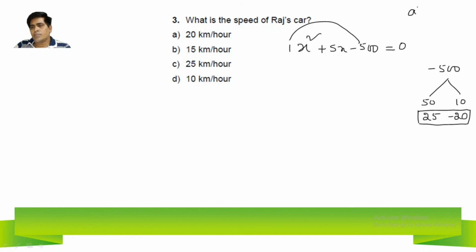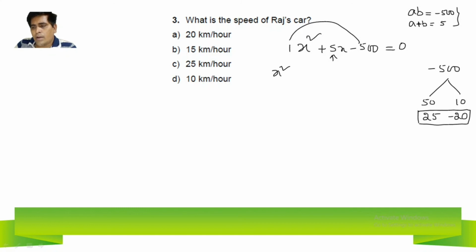the product of two numbers is how much? Here it is minus 500. And the addition of these two numbers should be 5. So here it is a 5. The product is this much and the addition is this much. So based on this, I got this pair. This pair is suitable. 25 minus 20 is 5. 25 into minus 20 is minus 500. So I got the pair which is suiting this quadratic equation.